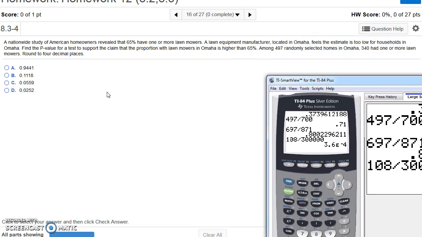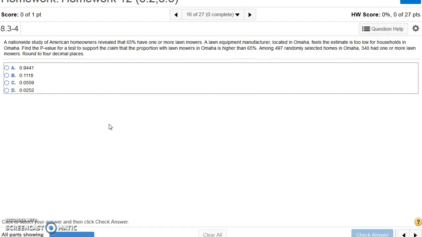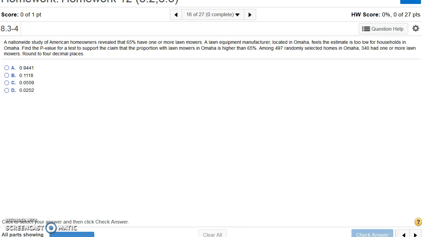So a nationwide study of homeowners revealed that 65% had one or more lawnmowers. A lawn equipment manufacturer located in Omaha feels this estimate is too low for households in Omaha. Find the p-value for a test to support the claim that the proportion of lawnmowers in Omaha is higher than 65%. Among 490 randomly selected homes in Omaha, 340 had one or more lawnmowers. Round to 4 decimal places.